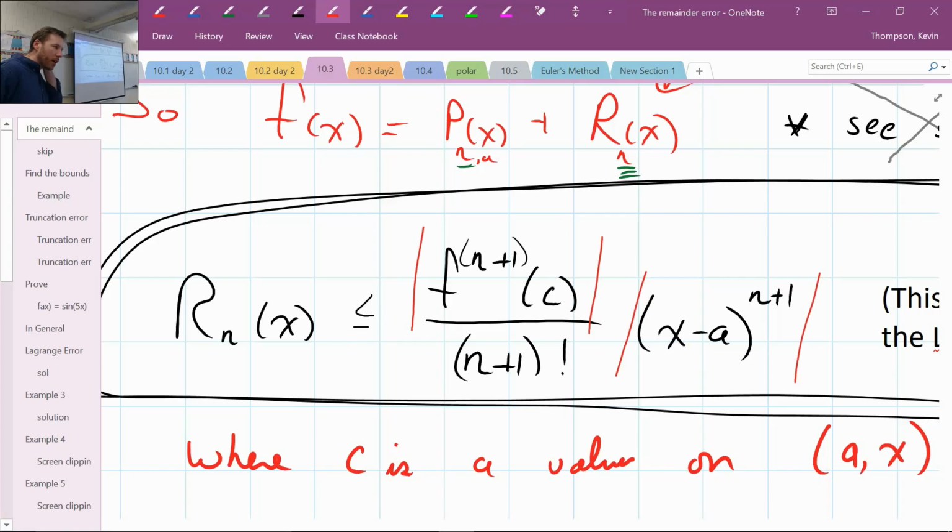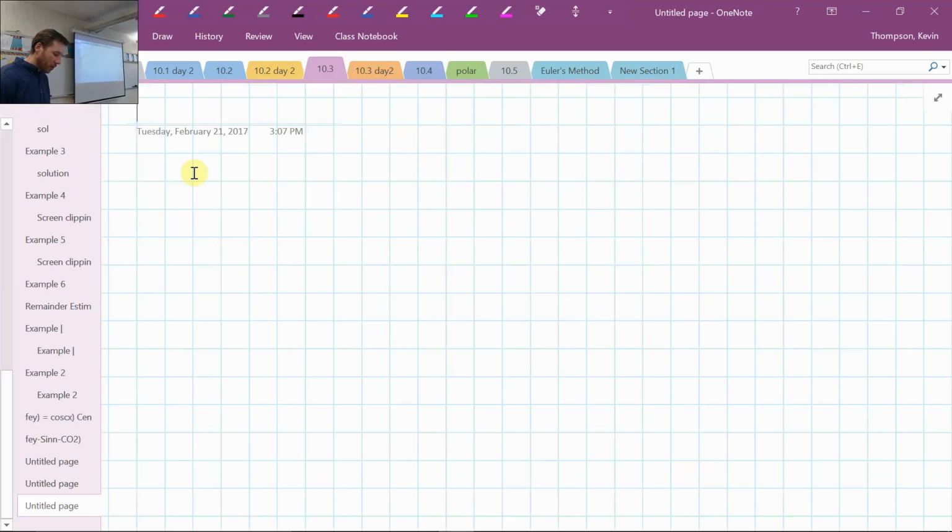The key thought here, remember, is that we're trying to make a guarantee. The whole thought is we're taking some function and we're going to try to approximate it on some interval, and I don't want to be wrong by more than whatever the guarantee ends up being.